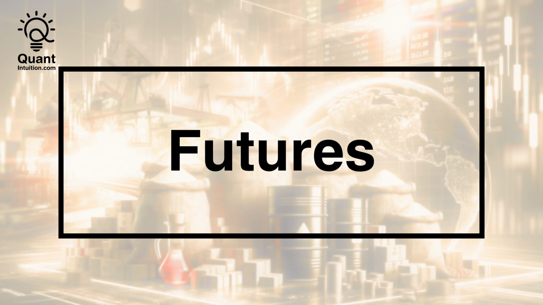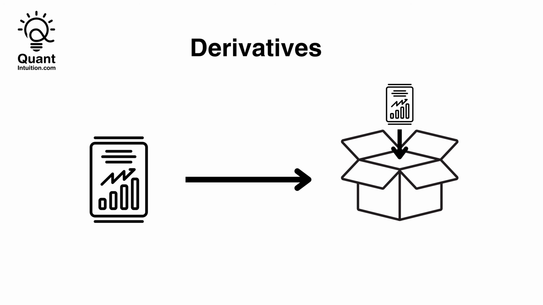In this video, we're going to dive deeper into the concept of futures, which is the first derivative security that we're introducing in this course. Derivatives, as the term suggests, are financial products whose value is derived from an underlying asset. This essentially means that a derivative is an indirect contract with its price tied to some form of fixed security.